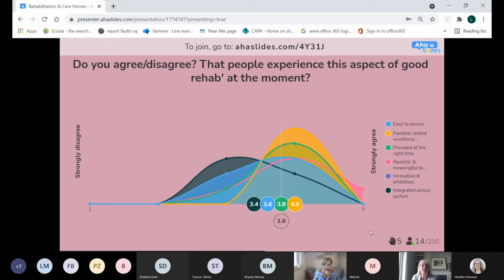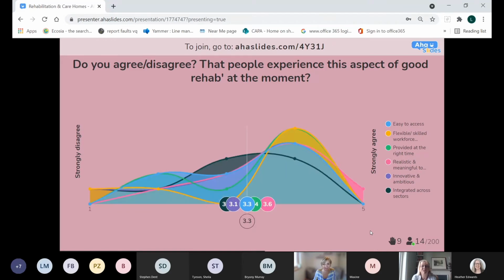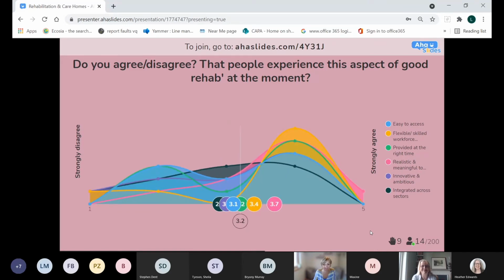I'll just give another minute or two. I realise there's a lot to click on. Ooh, that's so interesting, isn't it, the way things move when people's votes go in? It's even more exciting than the Eurovision or something.